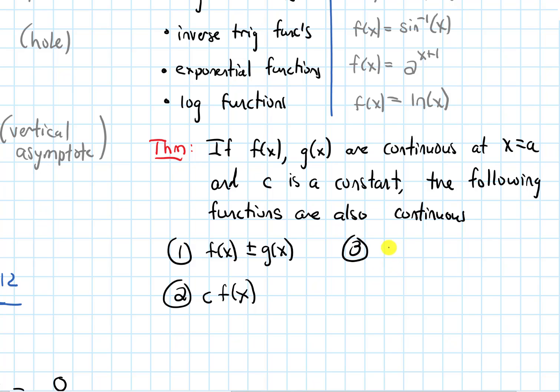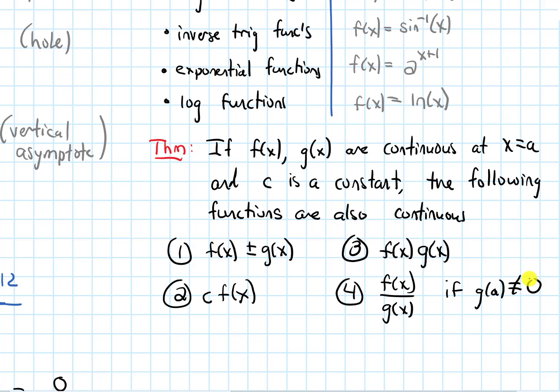Also, if you multiply two continuous functions, f of x times g of x, that'll still be continuous at x equals a. And if you divide, f of x over g of x, that's going to be continuous at x equals a as long as g of a is not 0.